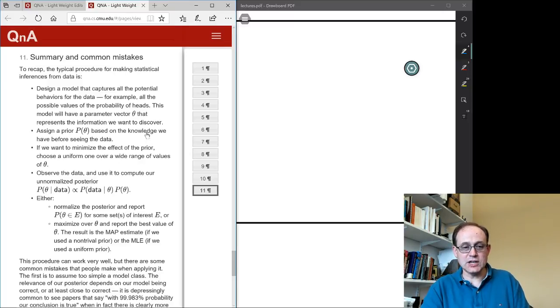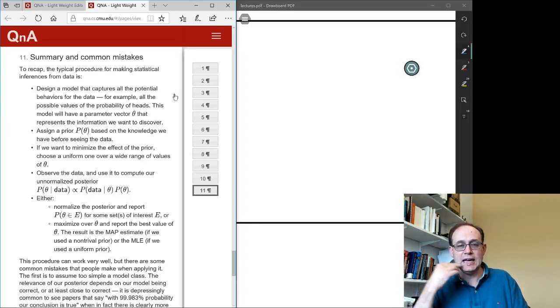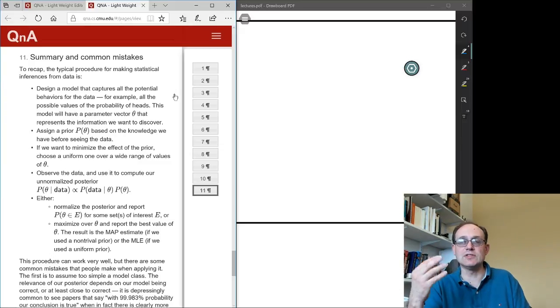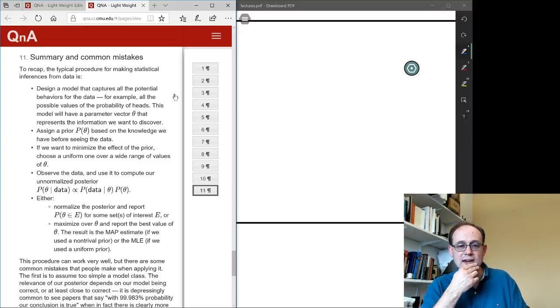All right, so the procedure is basically we start by designing a model that captures all of the behaviors that we want to reason about for the data, for example, all of the values of the probability of heads. That model will have a parameter vector, which we'll call theta, and that represents the information we want to discover. After we've given that model, we assign a prior to all of the possible values of our parameter vector based on the knowledge that we have before seeing the data. If we want to minimize the effect of the prior, we choose a uniform prior over a wide range of values of theta. If we don't want to minimize the effect of the prior but actually have some useful information coming in, then we encode that in the prior.